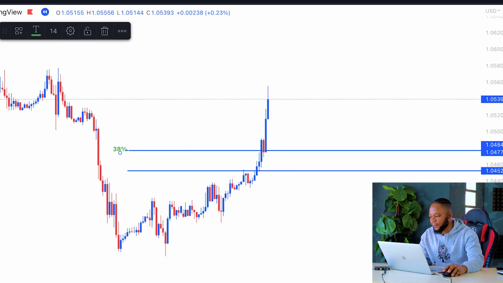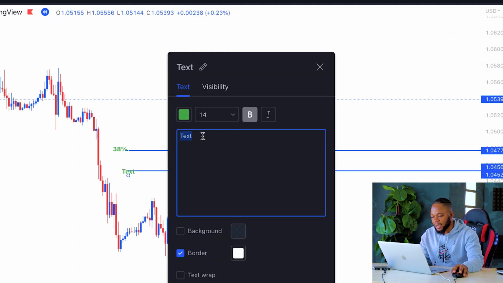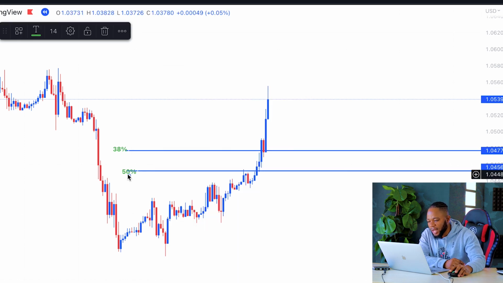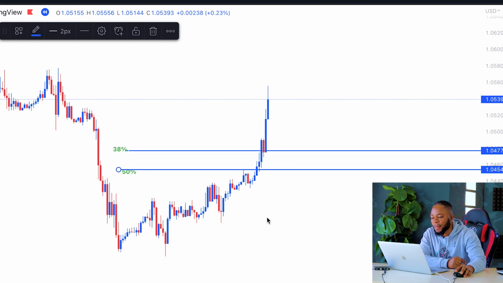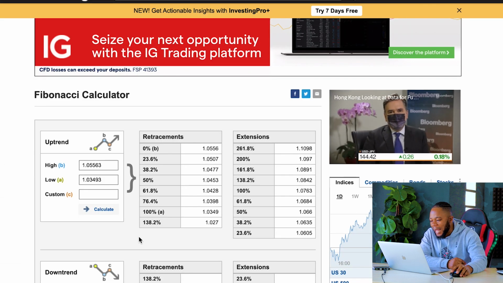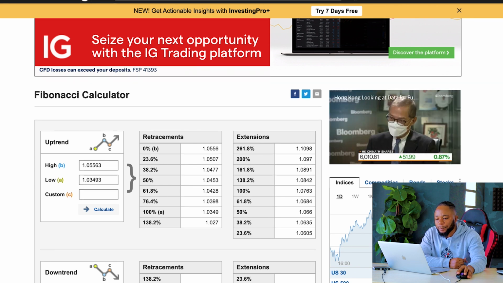Then here is our 50% level. Good. So we have our 38% level and our 50% level. And our stop loss, where is our stop loss going to go? Our stop loss is going to go at the 76% level, or you put it between the 76% level and the 100% level, which is 1.039.